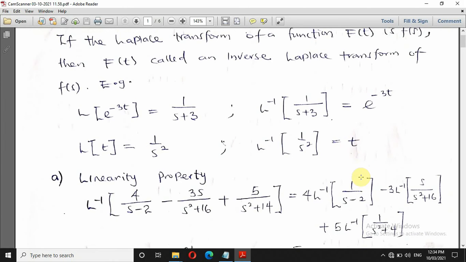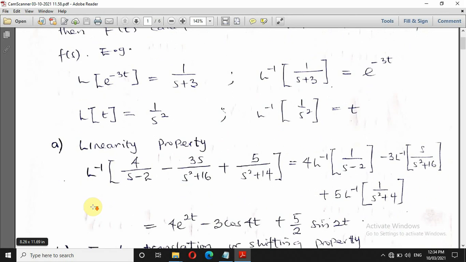Just like we have the linear property for Laplace transform, we also have the linear property for Laplace inverse. What I mean by that is, look at this question on the board. We're asked to find the inverse of everything here. So what we're going to do is this: each of them we take inverse. It's just as if you want to expand, you may call it like that, but that's not really expansion; here we call it the linear property. 4 over x minus 2, we take its own inverse. 3x over x squared plus 16, we take its own inverse. 5 over x squared plus 4, we take its own inverse. So that's why we obtain this.